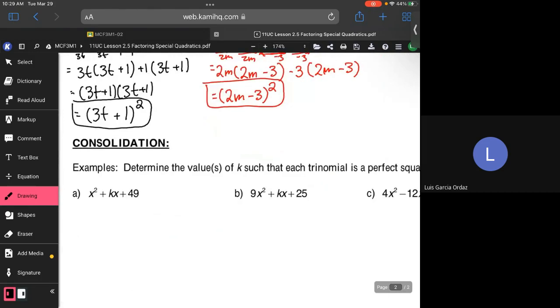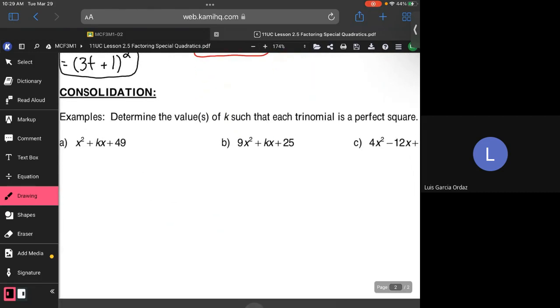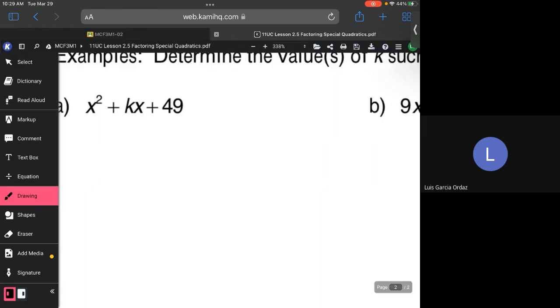So for the last one, we want to determine the value of k so that each trinomial is a perfect square. So we have x squared plus kx plus 49. So what is my product in this trinomial over here? Olivia? 49. So remember, in order for it to be a perfect square trinomial, both numbers to multiply to get to 49 have to be the same.